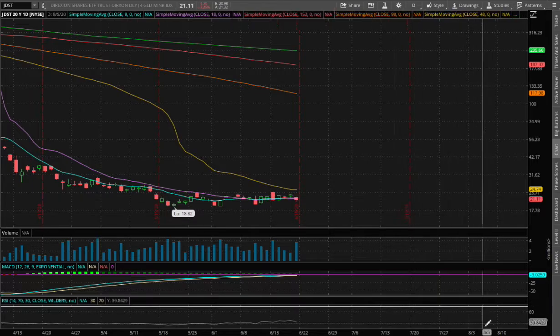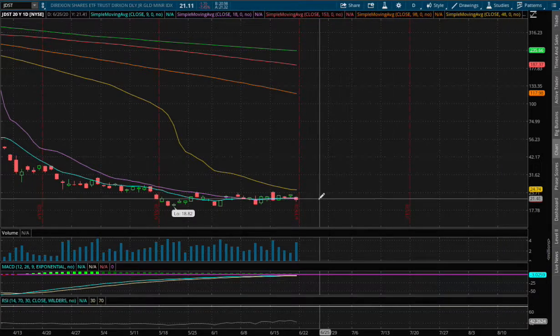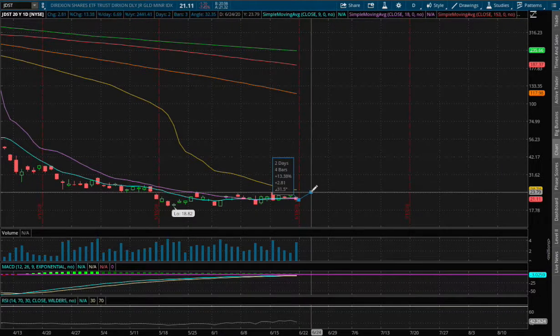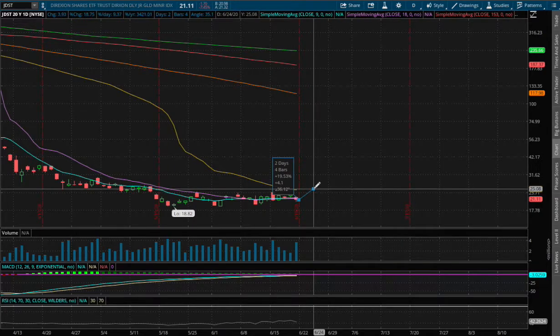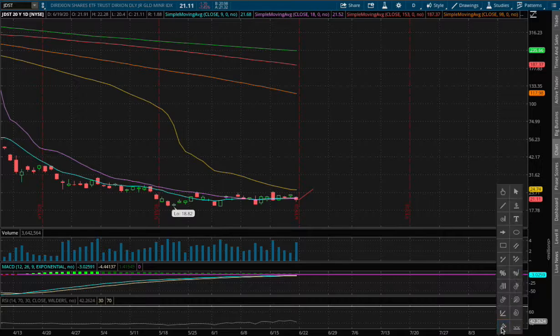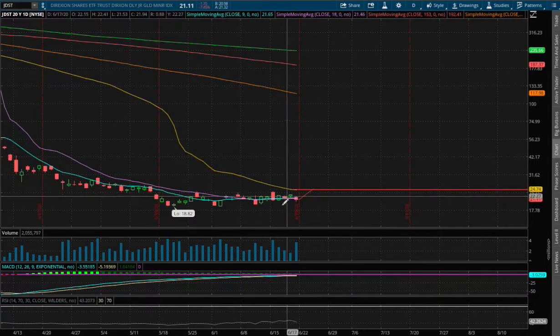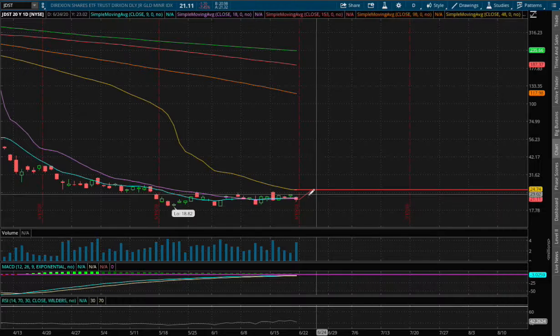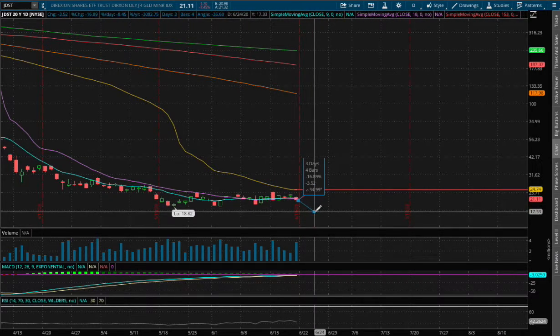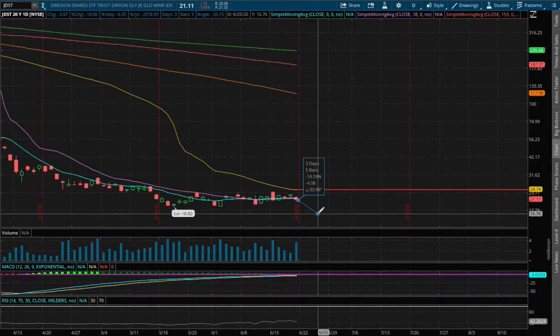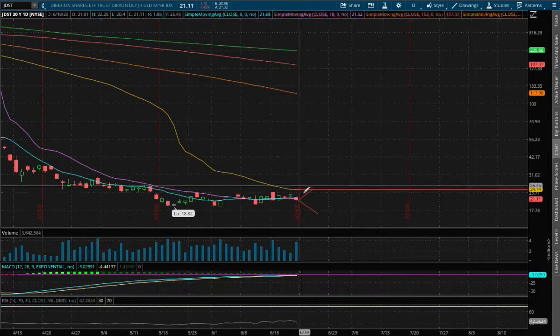So if JDST were to climb roughly 19% to the upside, that price range is roughly around $25.08. And that coincides with the yellow line, which is the 50-day moving average. So that could be our first immediate resistance to the upside. And to the downside, if JDST were to fall 19%, that price level is roughly around, I would say, $16.76. That will be our support.